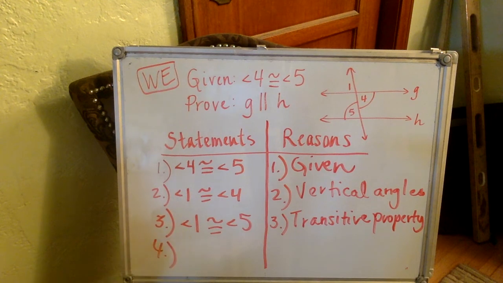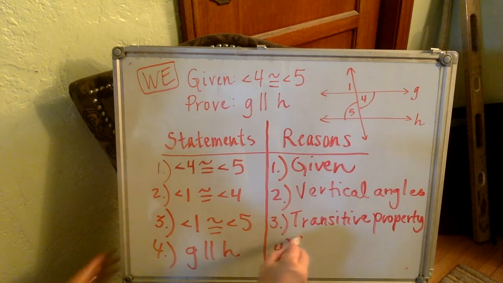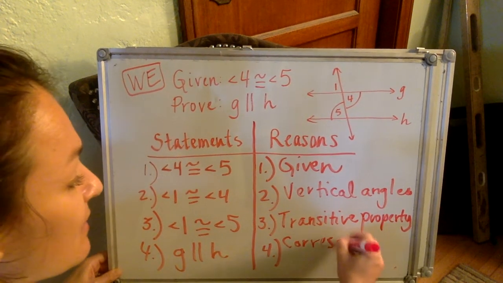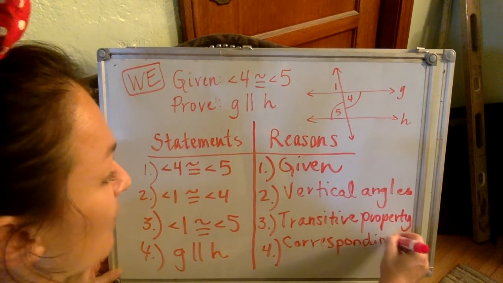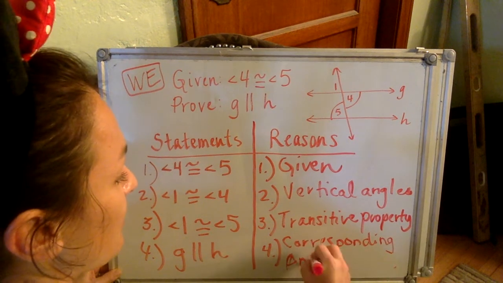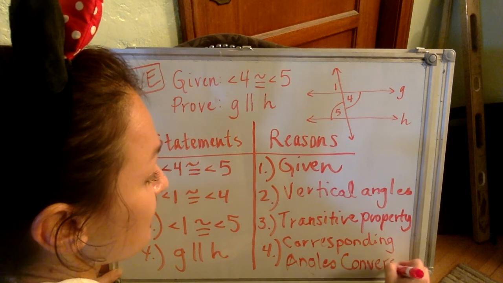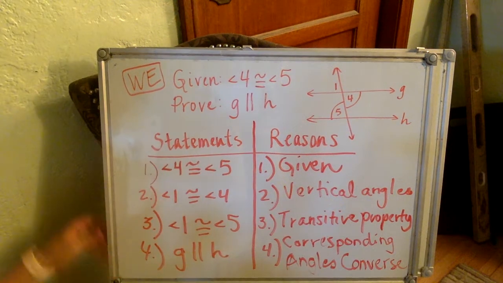And then I think our last step here is I think we can now in fact say that G and H are parallel, okay? And we can make that conclusion because of the corresponding angles converse. Okay, and so this is just one way of completing that proof.